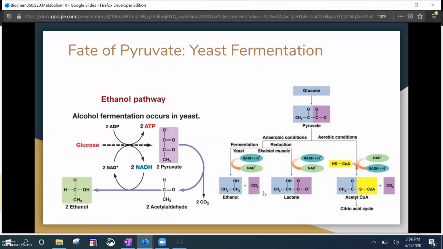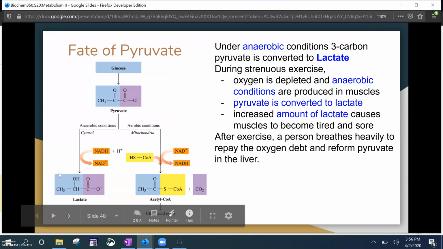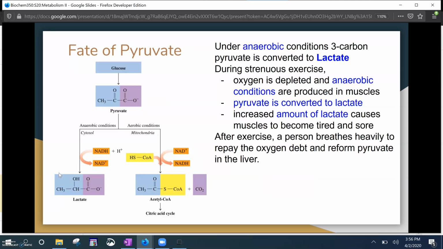The alternate pathway involved in alcohol fermentation occurs in yeast, takes this pyruvate and takes it through acetaldehyde, and then onto 2 ethanols. So we can reduce the pyruvate, because it has less oxygen over here. So this one is more oxidized. This one is less oxidized. We're going to reduce the pyruvate to ethanol and end up with some energy.